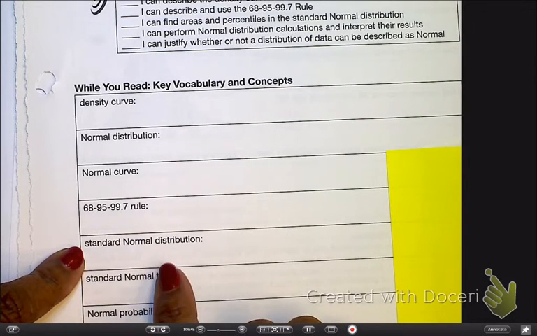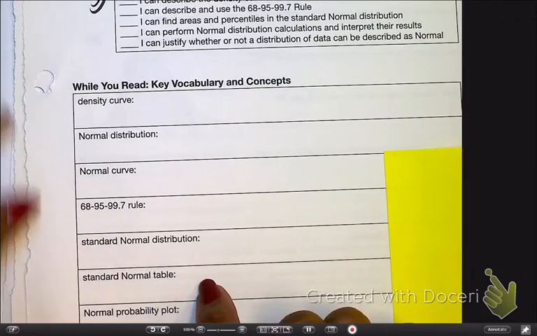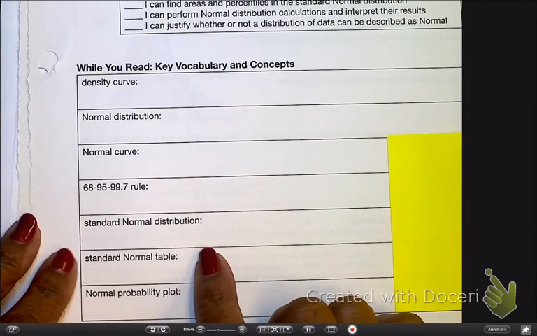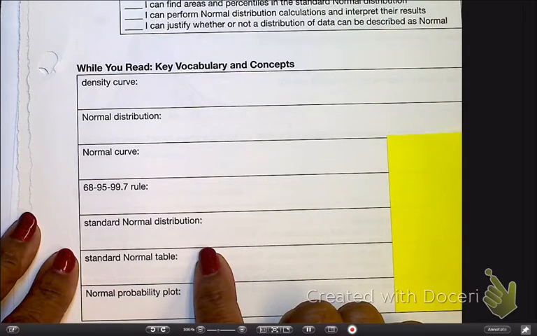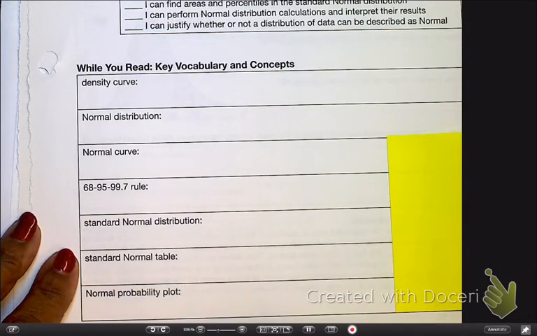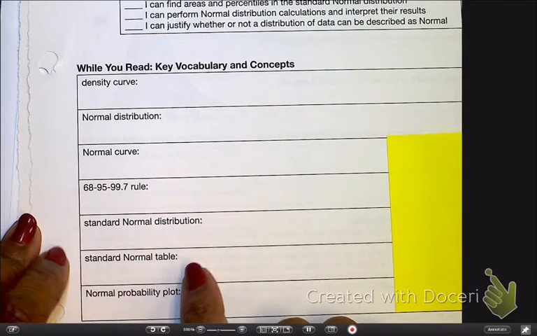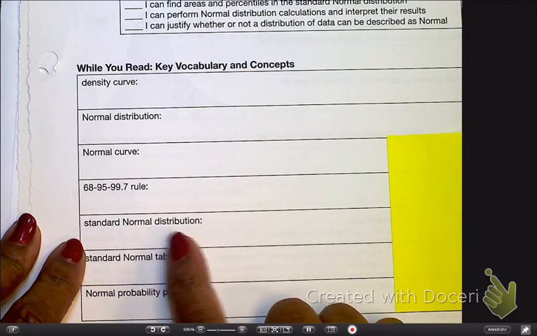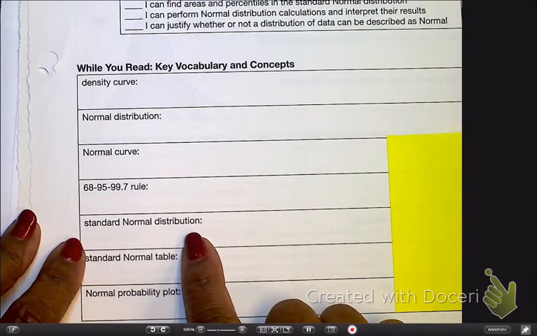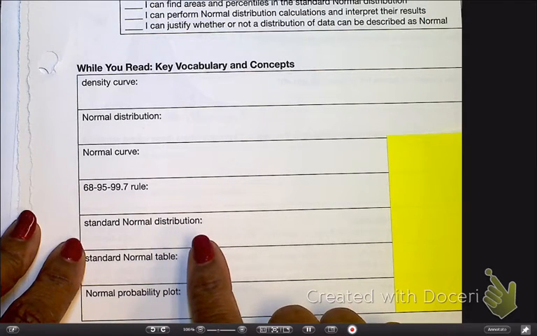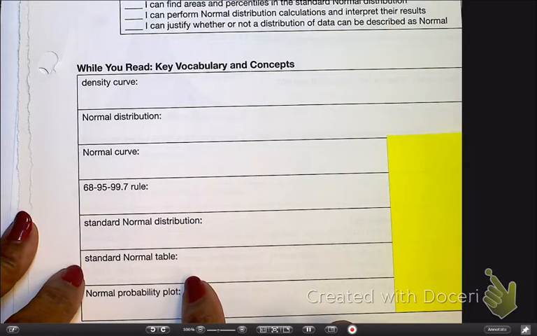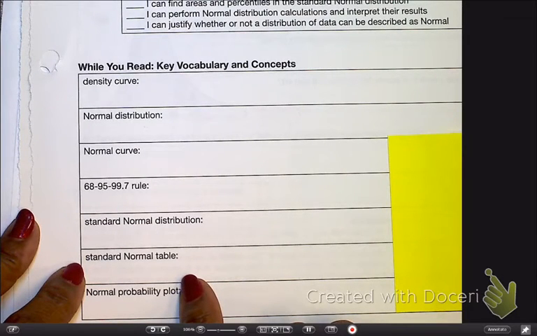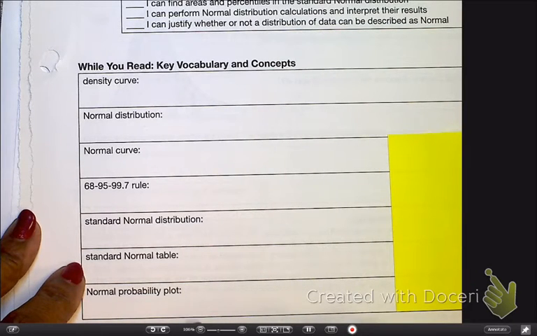The standard normal distribution. For the standard normal distribution, that's when you have the mean of 0 and the standard deviation of 1. So whenever they say that, you automatically know mean is 0, standard deviation is 1. The standard normal table is nothing but the Z-score table. I never refer to it as that, but that's what it is.